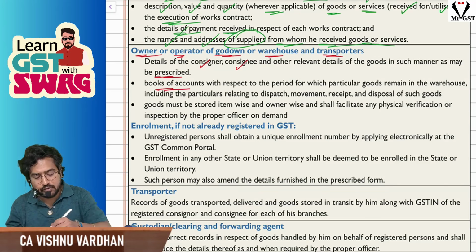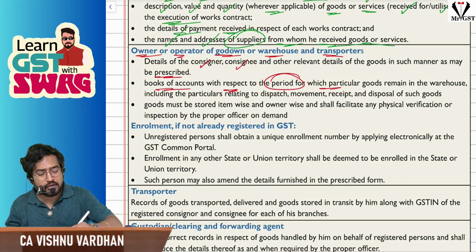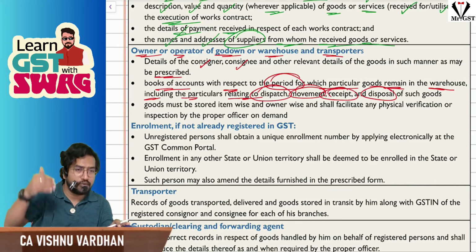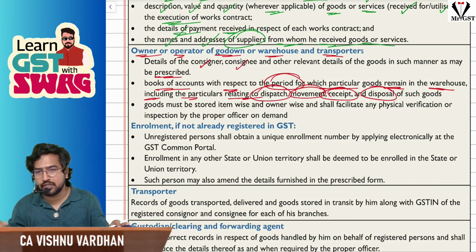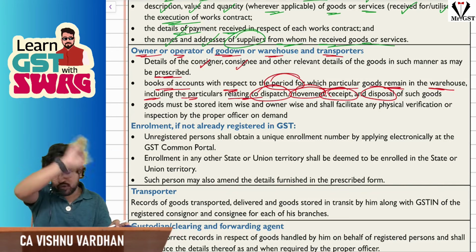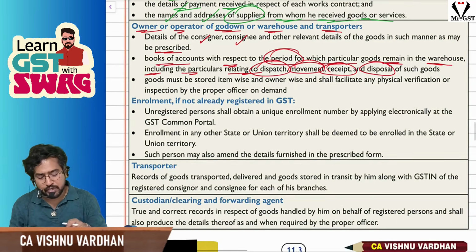Okay, next, books of accounts with respect to the period for which that goods remained in the warehouse, including particulars relating to dispatch, movement, receipt, and disposal of such goods. So when you have taken those goods, how much time you have stored them in the warehouse, when you have dispatched them, all these things, you have to maintain.